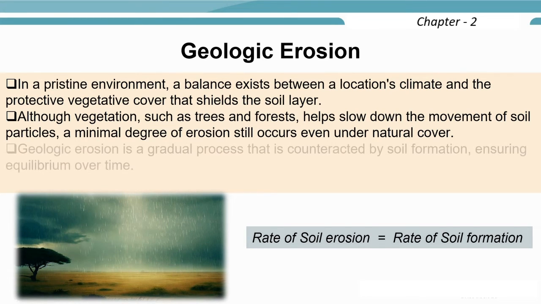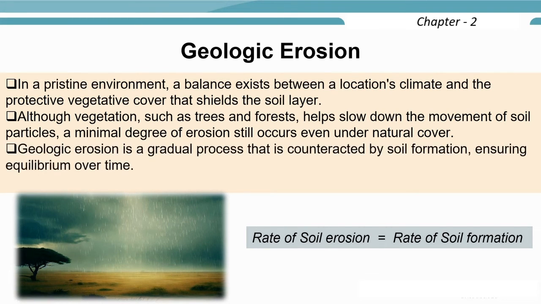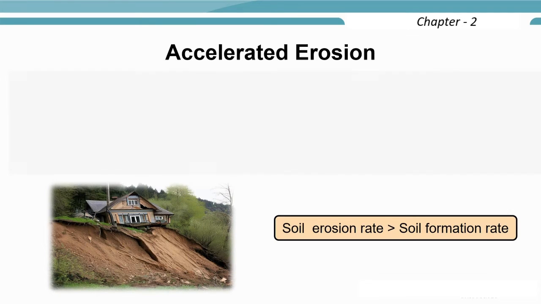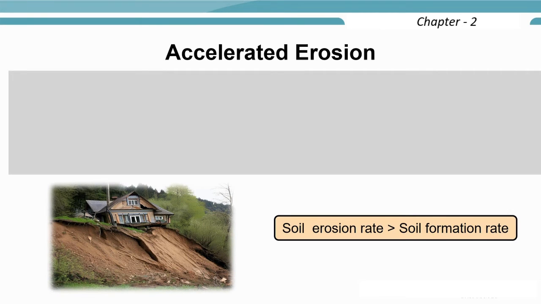So geologic erosion is a gradual process. This is counteracted by formation of soil, ensuring equilibrium over time. Accelerated erosion is caused because of human activities. In accelerated erosion, as the name is suggesting, the erosion rate is much greater than the soil formation rate.